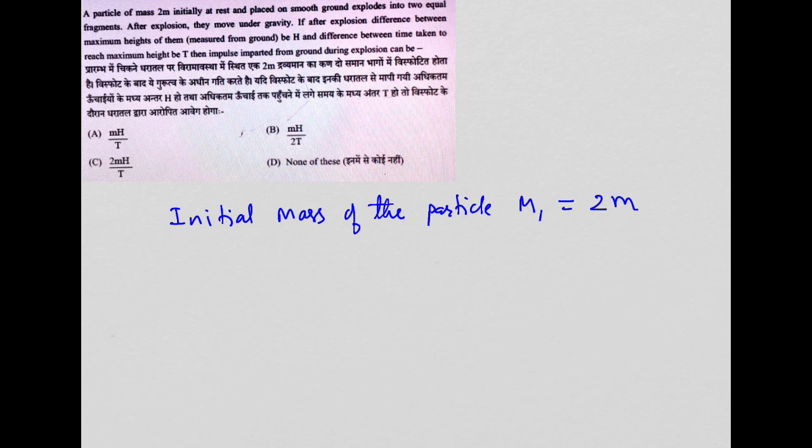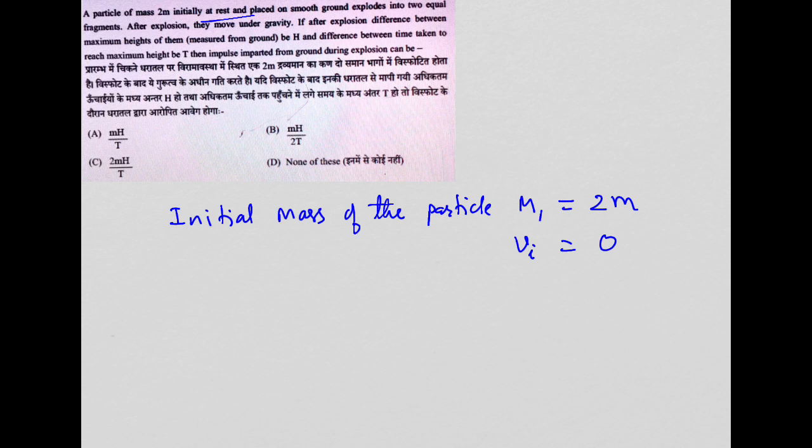Hi, quite interesting problem. This is a problem in which a particle of mass 2m, which means we can say the initial mass of the particle before it explodes. If we represent it as m1, then m1 is equal to 2m. And it was at rest initially, so its initial velocity vi is 0. Now it explodes into two equal fragments.